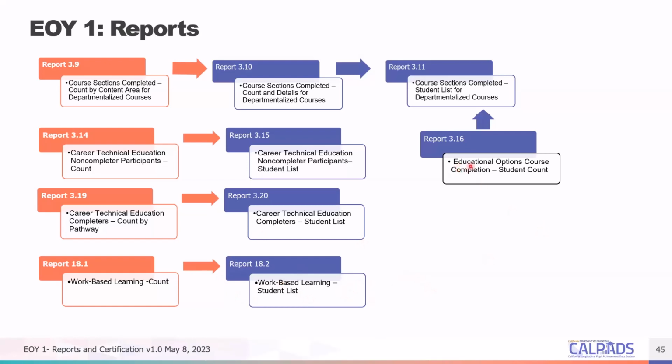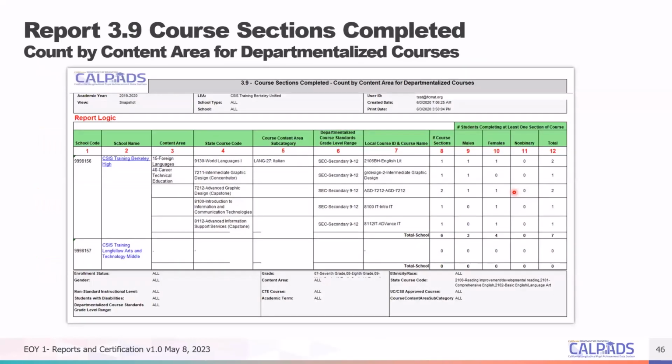Then you have your education option course completion. These are a count of students who are in some education option buckets that I will discuss in just a few minutes. So let's move to each of the reports.